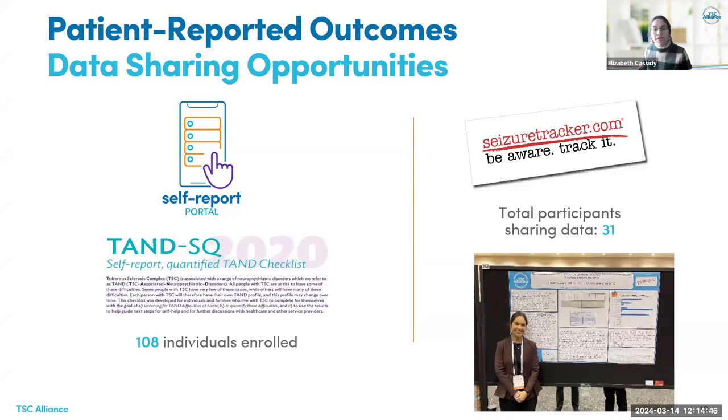So right now we do have an ongoing project which we are doing in collaboration with the international group called the Tandem Consortium. And that group really is focusing on the manifestations under the TAND umbrella that I previously mentioned, or those behavioral manifestations like autism and anxiety, to see if we can help them validate the PRO called the TAND-SQ, or the TAND Self-Quantified Checklist.